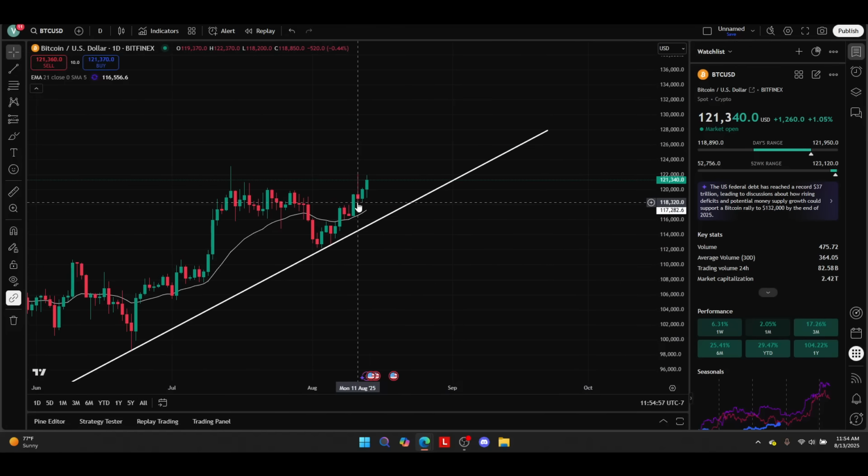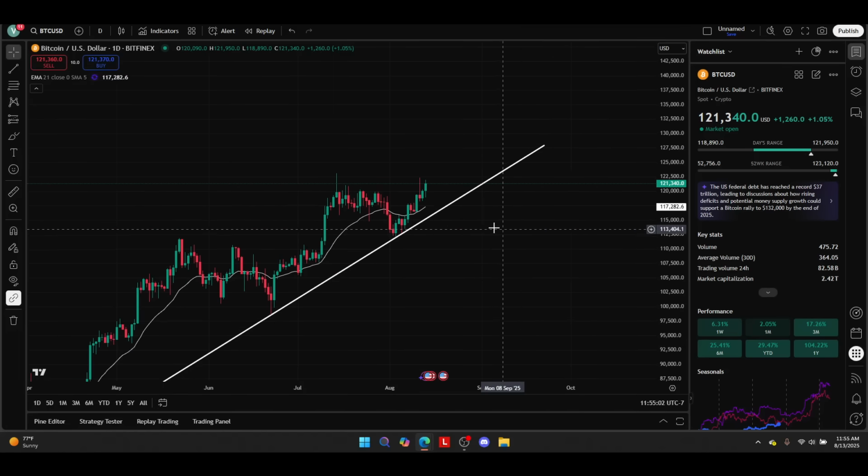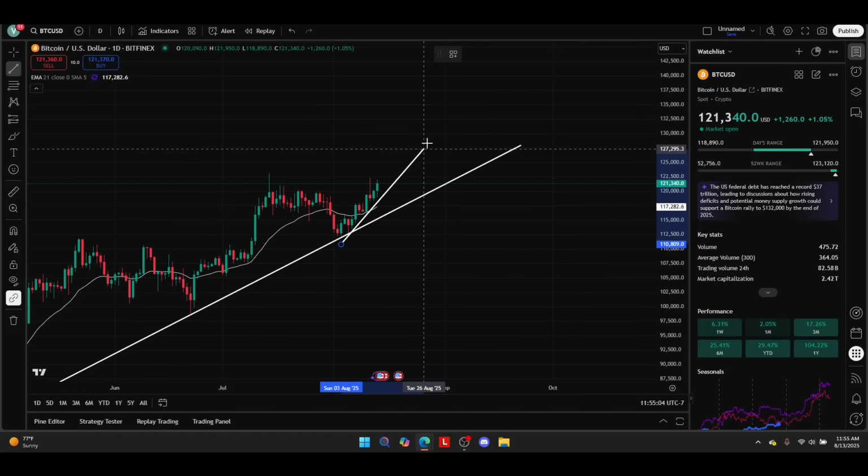On Monday, it looked like it was trying to break out, but failed. Tuesday, we did see a recovery. Today, we're seeing more of a fall through. So it's just about to break out higher. It's just taking its time.